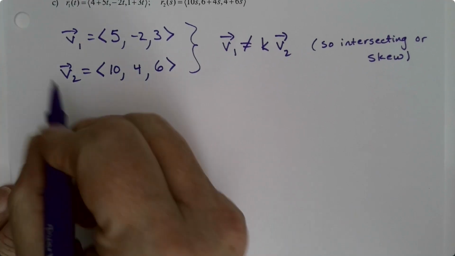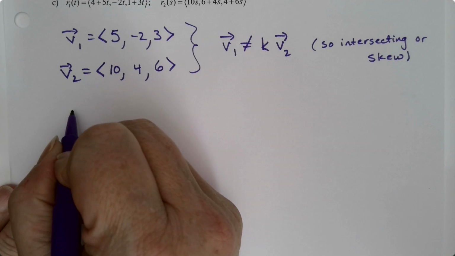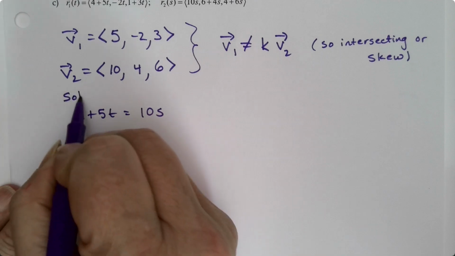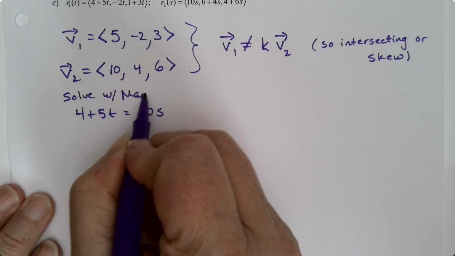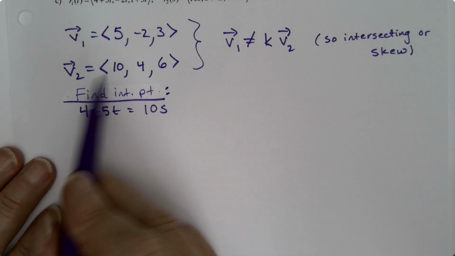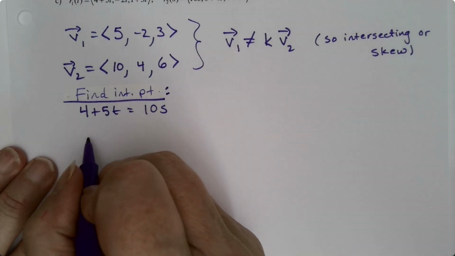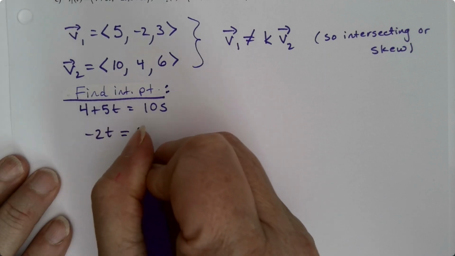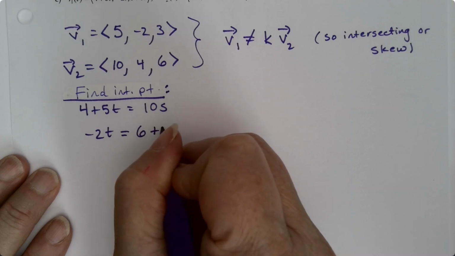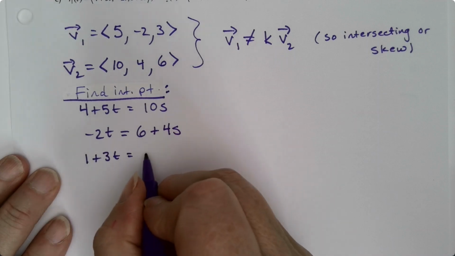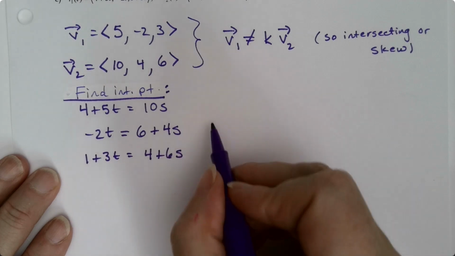Let's do this. So we're going to solve the equations. So we're going to say 4 plus 5t equals 10s. We're going to solve with Maple to find the intersection point. Oh, I guess I should label that the way I did. One second. Sorry, we're finding the intersection point. We are going to solve it with Maple, but that's how we're going to do it. So 4 plus 5t equals 10s. -2t equals 6 plus 4s. And then 1 plus 3t equals 4 plus 6s. And then we solve with Maple.